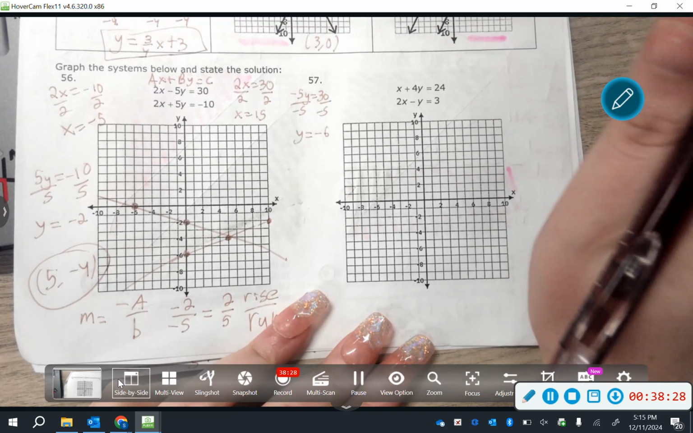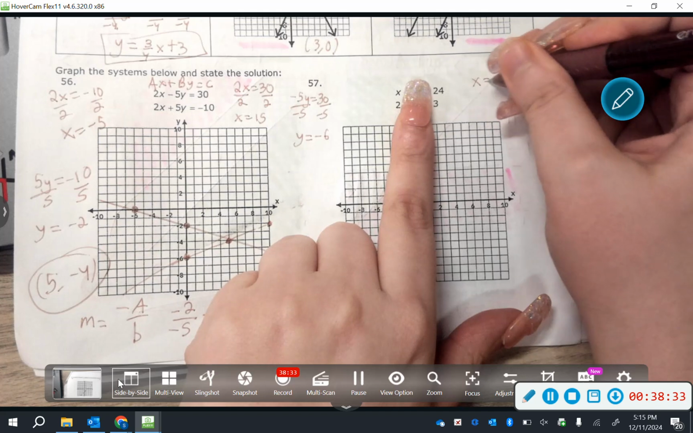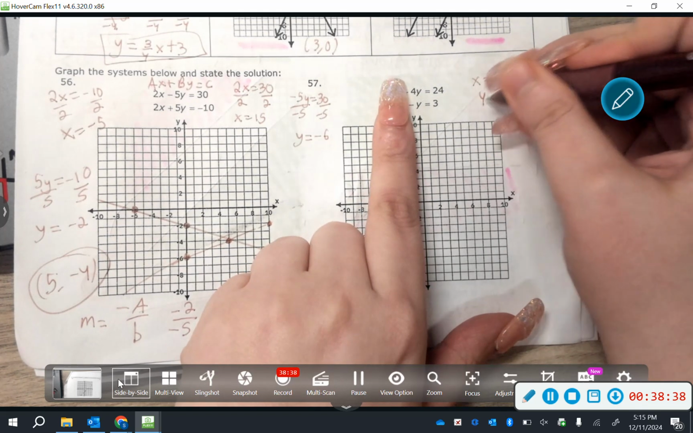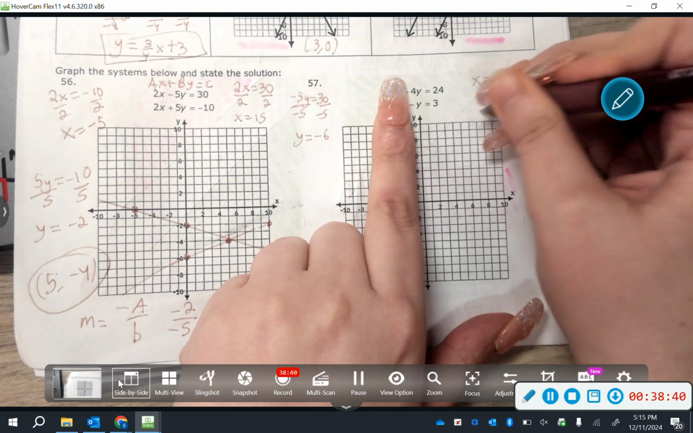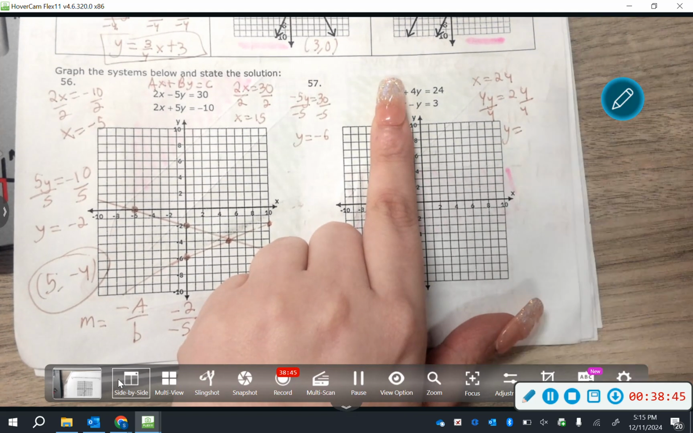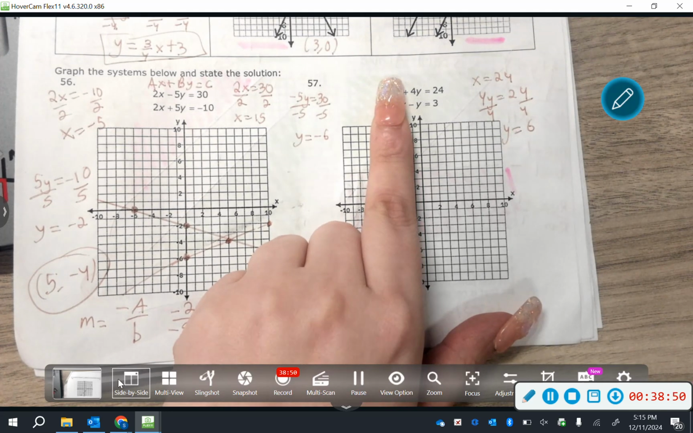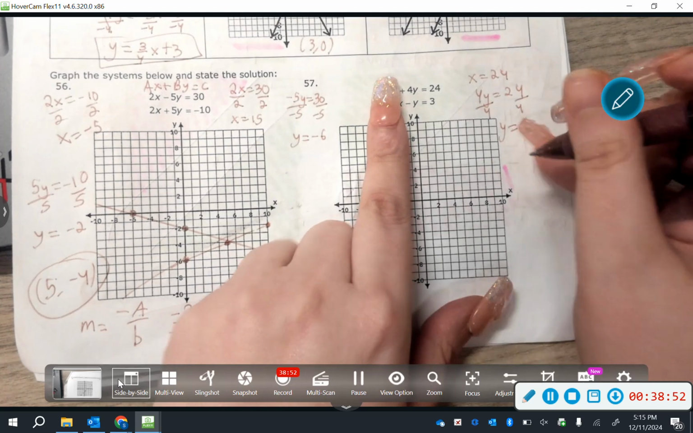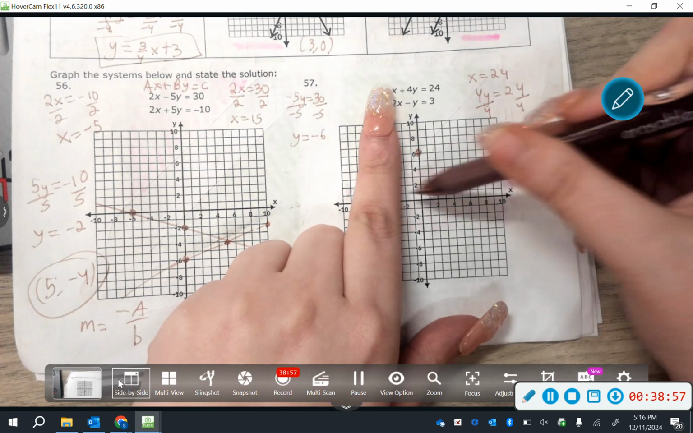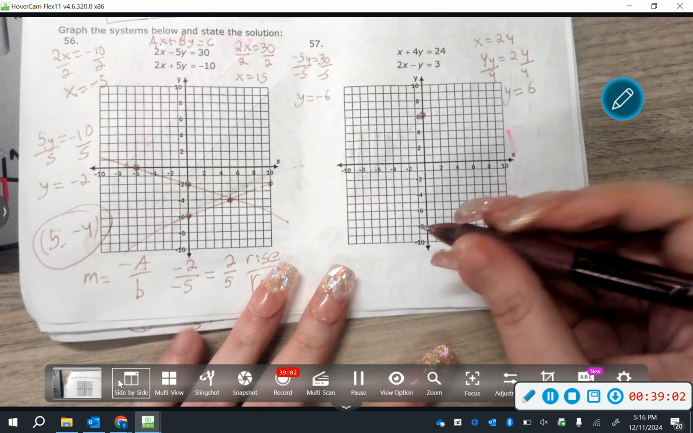Okay, let's try the cover up method first. We have x equals 24. We have 4y equals 24. Divide by 4. Y equals not 8, 6. So even though I can't plot the 24 on my x-axis, I know I can at least plot the 6 on my y-axis. Because the x is not on this graph, I'm going to go ahead and use my slope formula for this one.